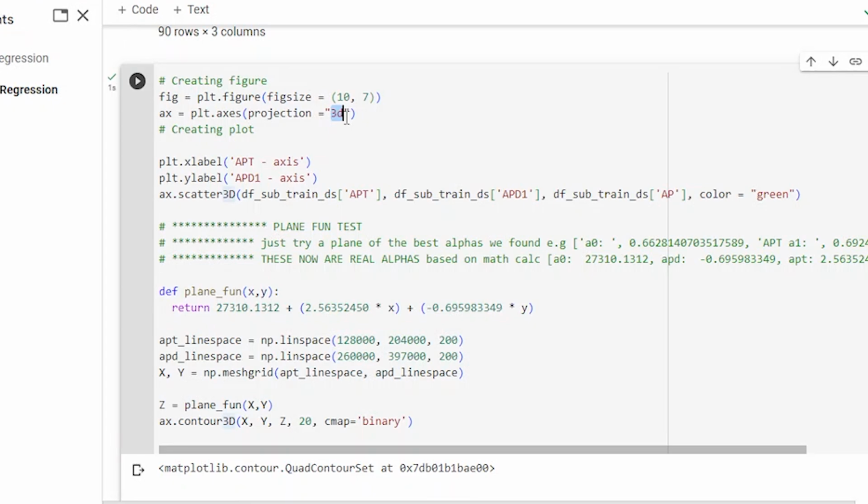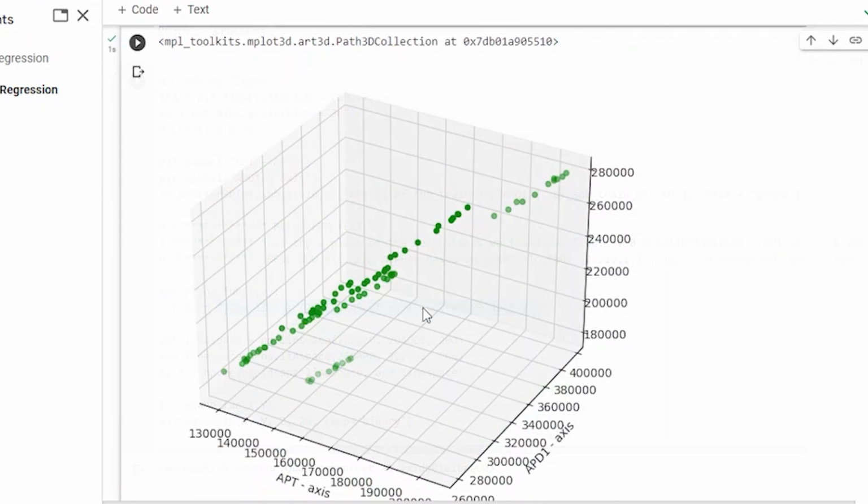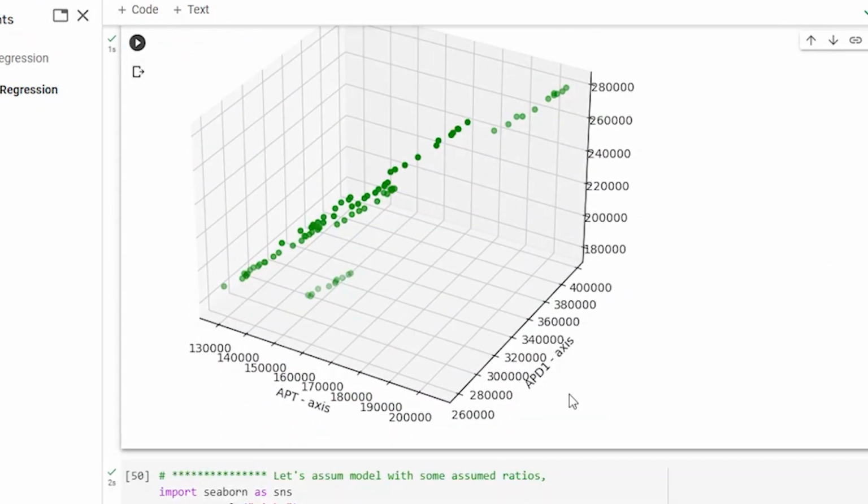I'm going to do 3 dimensions, of course. This is X, this is Y, and this is my Z. We know our model should look like the normal equation, as we discussed before. It's going to be alpha 0 plus alpha 1 x1 plus alpha 2 x2. So this is the data as it is in 3 dimensions. This is the X, this is the Y, and this is my Z.